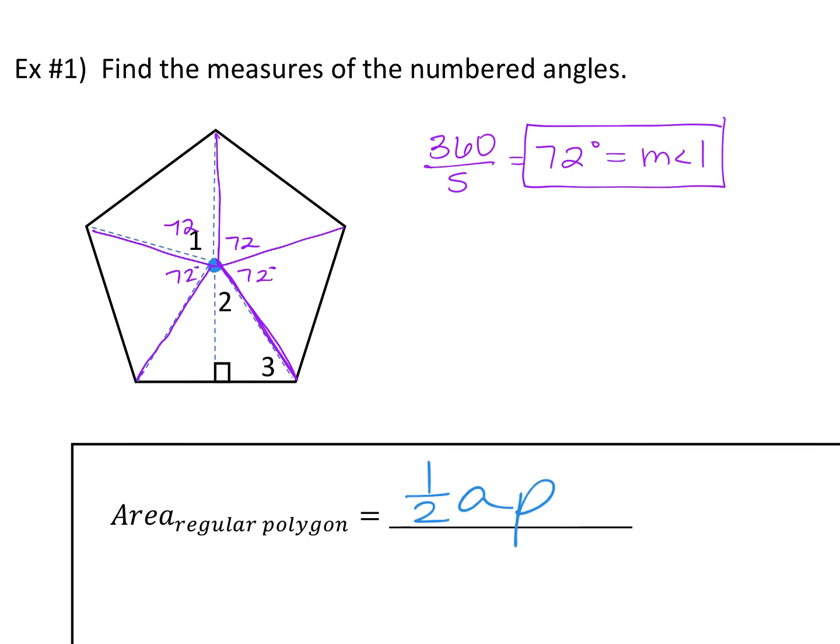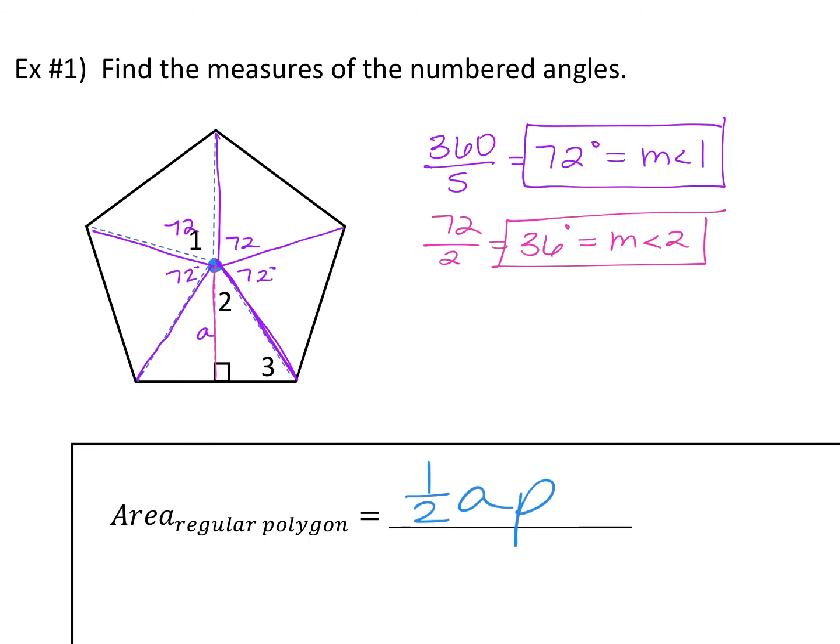Okay. What do you suppose the measure of angle 2 is? 36. Half of that. When you draw that height in, when you draw that apothem, right, that's your apothem, when you draw the apothem in, it cuts it in half. So 72 divided by 2 is 36 degrees for the measure of angle 2.